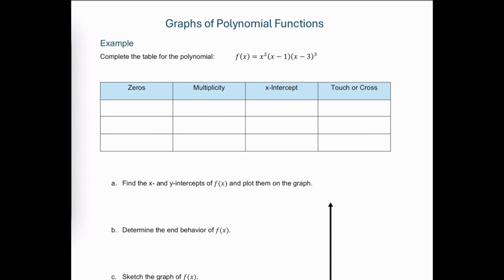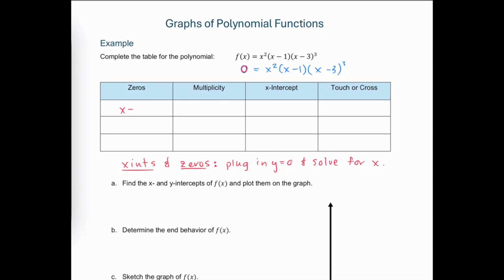Graph the polynomial function. When a polynomial function is in its factored form, it's much easier to determine the zeros and the x-intercepts. Remember, in order to find the x-intercepts or the zeros, we plug in y is equal to 0 and solve for x. And when our polynomial is in the factored form, we can just look at those factors and tell which x values are going to cause the output to be 0.